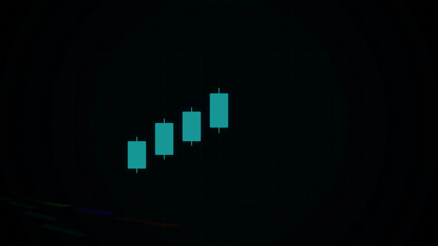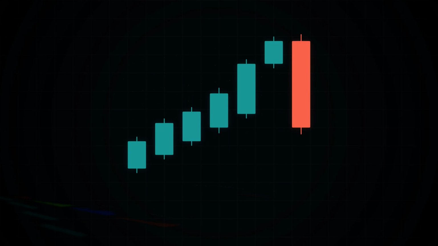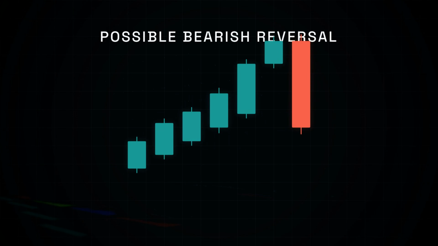In an uptrend, the story is reversed. Strong green candle, then a weaker green candle, and finally a powerful red candle. Buyer strength begins fading and sellers step in.